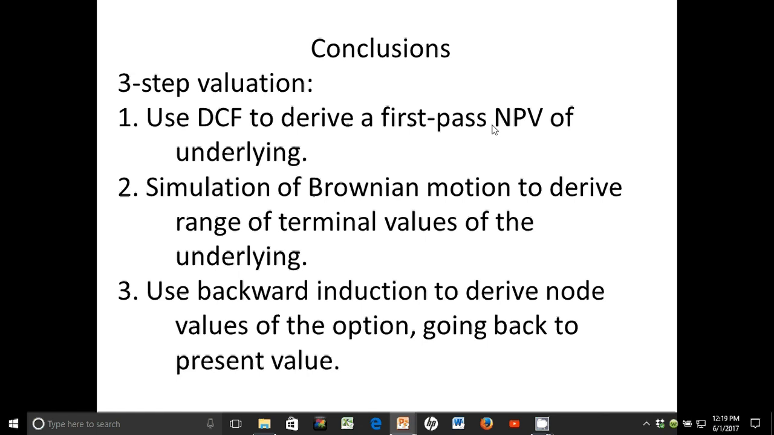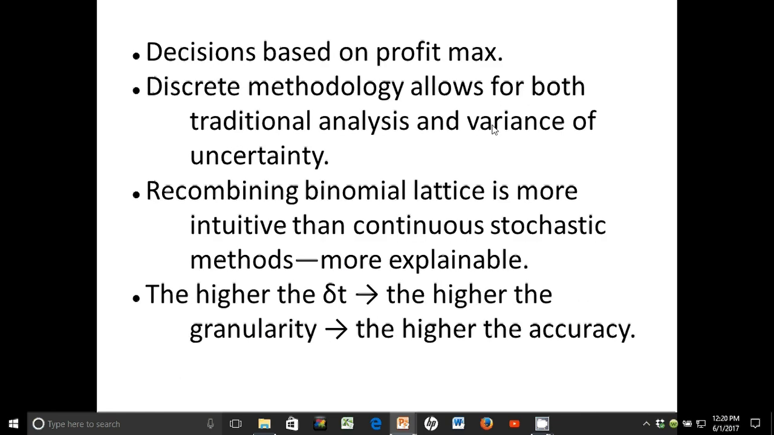In conclusion, the lattice method begins with the traditional calculation of NPV using discounted cash flows, followed by a discrete simulation of Brownian motion to develop the lattice of the underlying. Finally, the value of the option is calculated by backward induction, from right to left on the options lattice, to derive the NPV of the option. The option is taken only if the cash flows are improved. That's profit maximization. This method includes both basic NPV and an allowance for discrete, unexplained jumps in value.